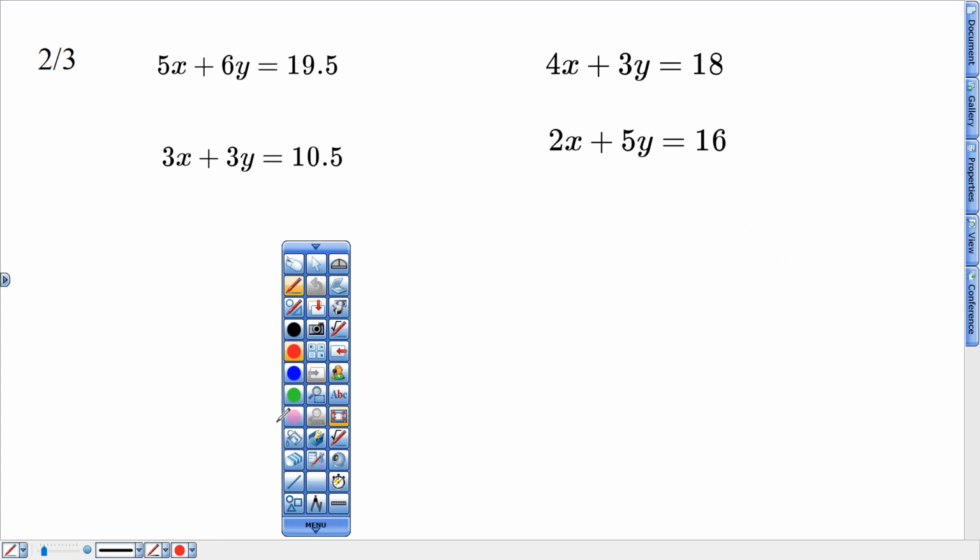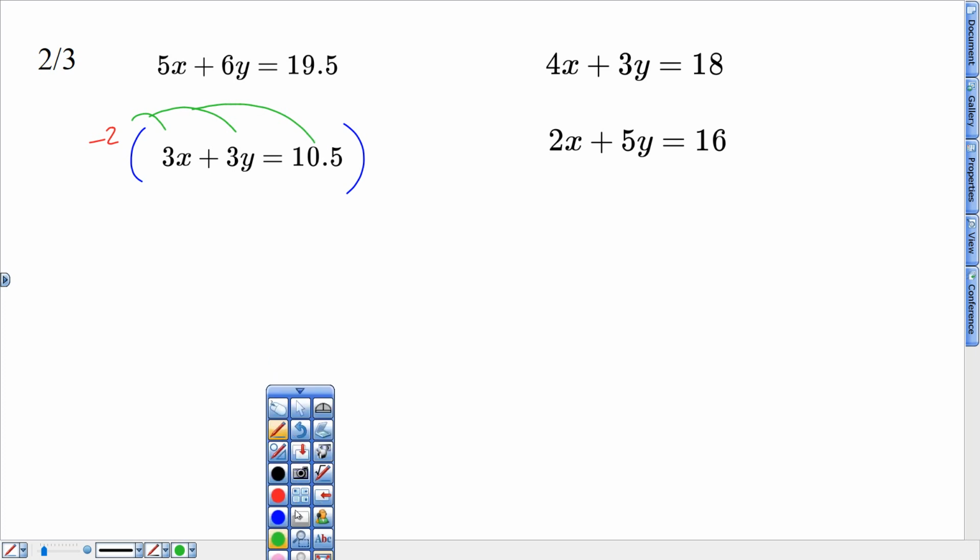All right, so for this one, I'm going to leave the x's alone, but get rid of the y's. So I'm going to take that bottom row and times the whole bottom row by -2. Can't forget to times everything by -2. And what I'd like you to do is take the time to rewrite it. Don't write all this stuff right here. It's just going to be a mess. Rewrite both. So here's the first one, untouched.